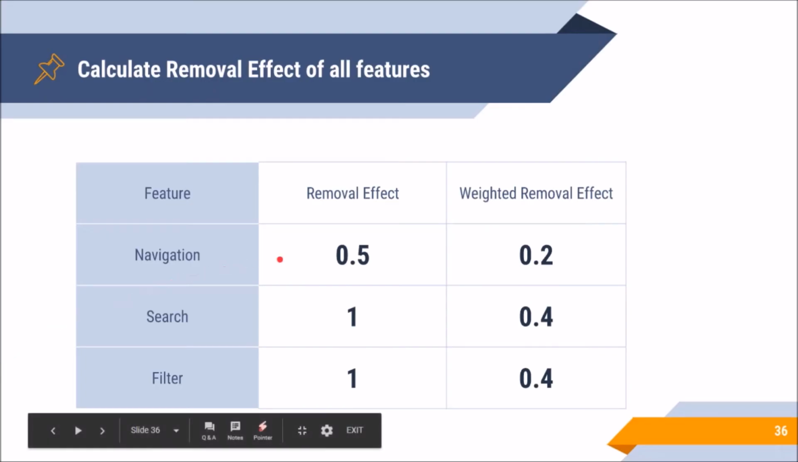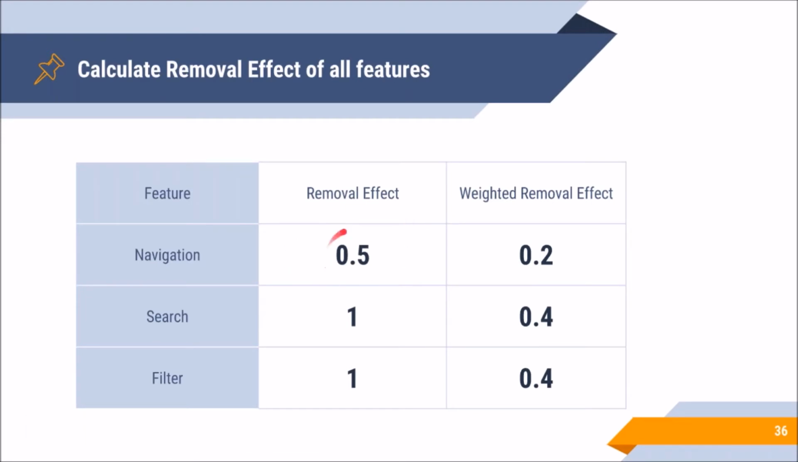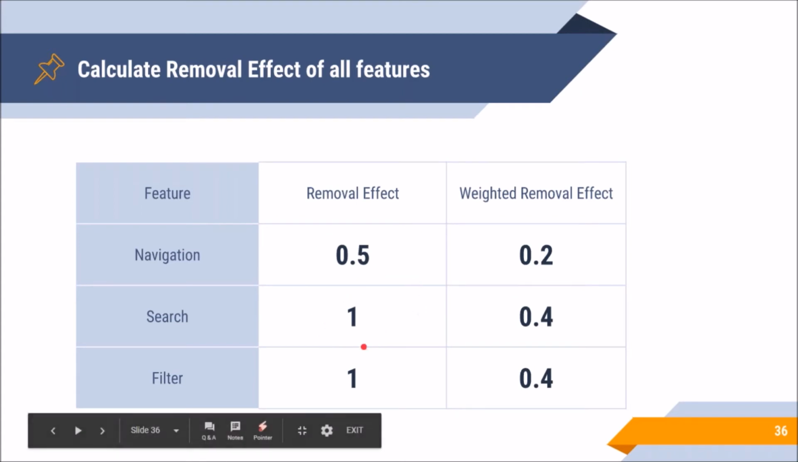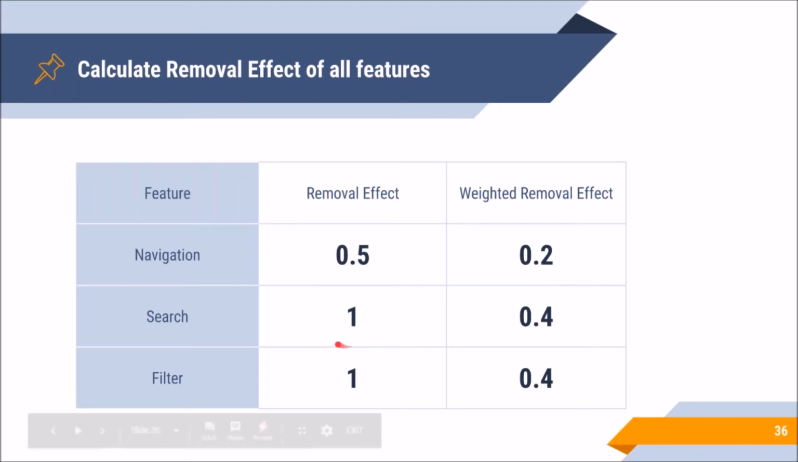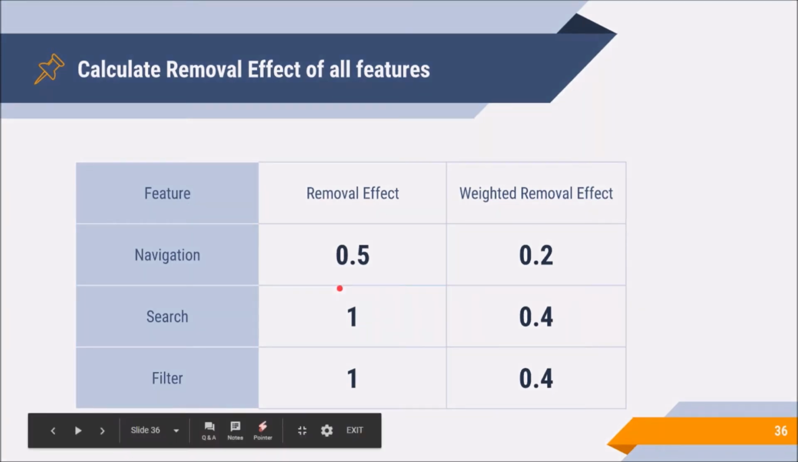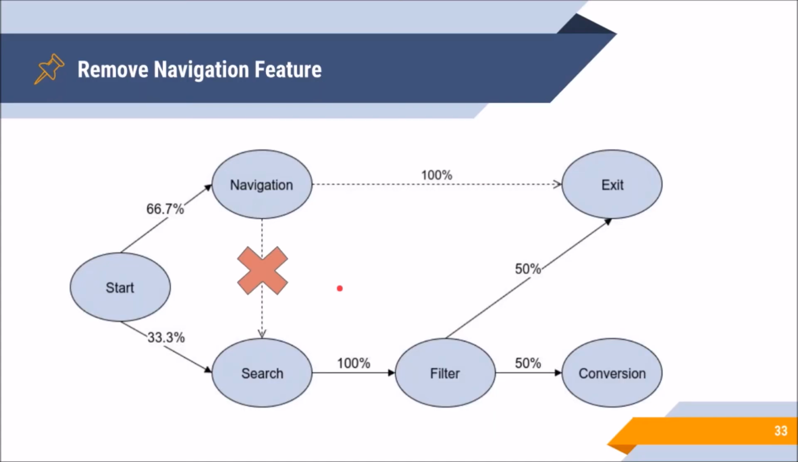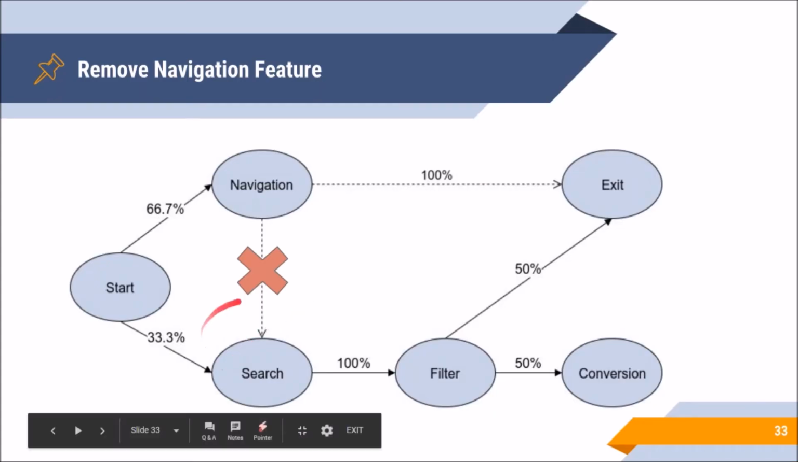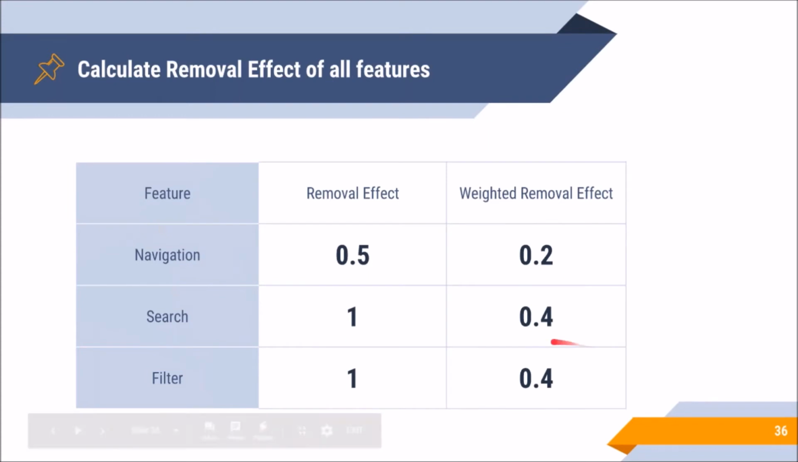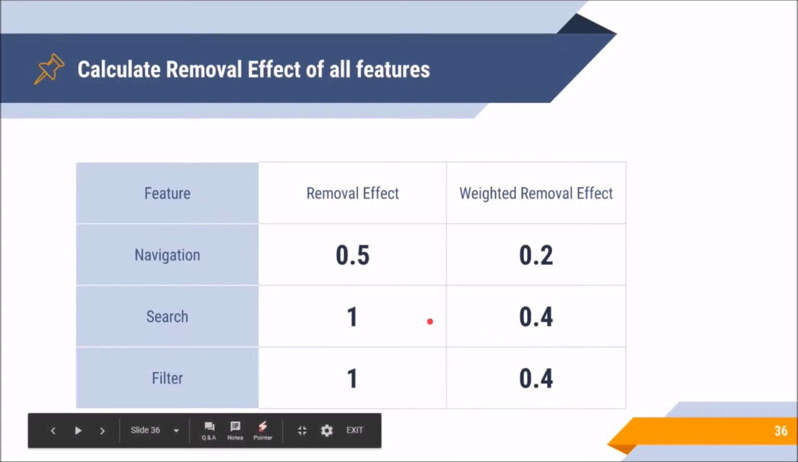For navigation, there is a 0.5 removal effect. By that I mean that if we remove navigation, we are going to lose 50% of our customers. Similarly, for search and filter, if we remove them, then we are going to lose all of our customers. If we go back and see our model, if we remove search, then there is no way for a user to do a transaction, or if we remove filter, then there is no way for a user to do a transaction. So if we remove these, we are going to lose all of our customers.